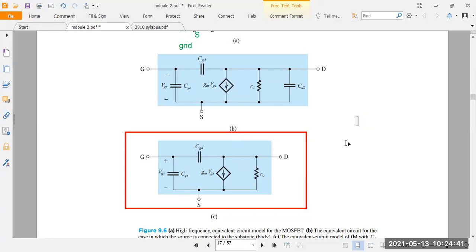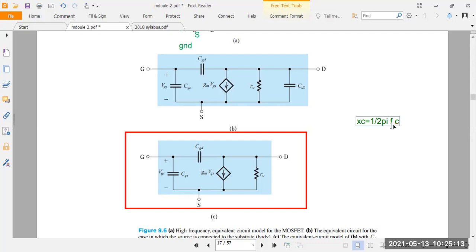Sorry, the XC equation, the reactance of the capacitance. What is the equation here? XC equals 1 divided by 2 pi F C, right? This is the equation: 1 divided by 2 pi into F into C. Okay, this is the XC equation, meaning the reactance of the capacitor.